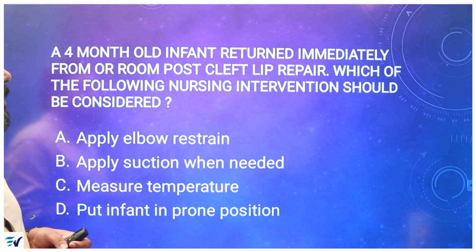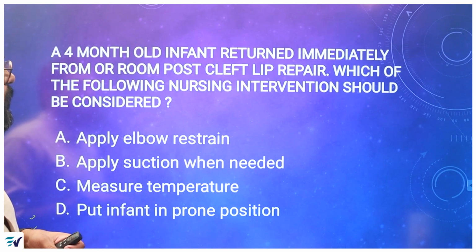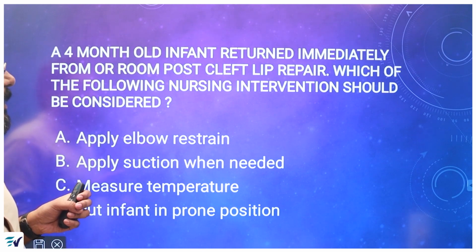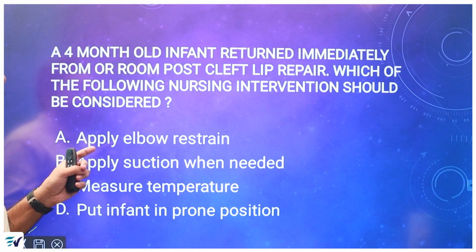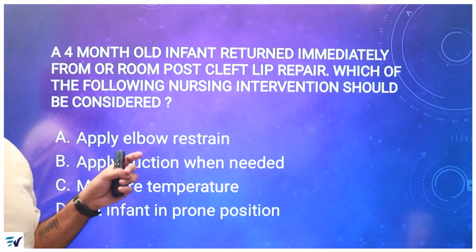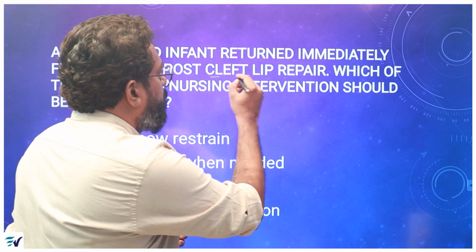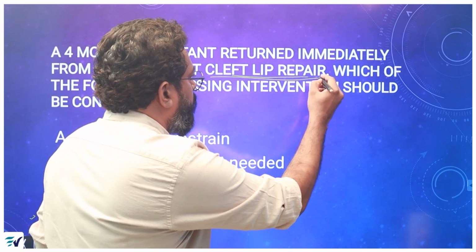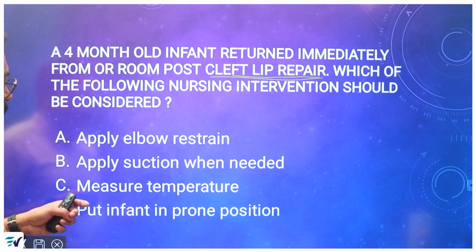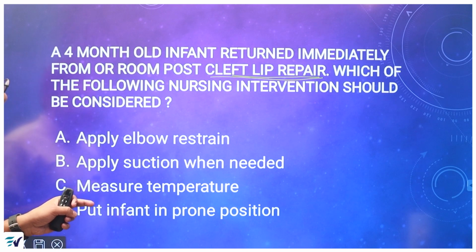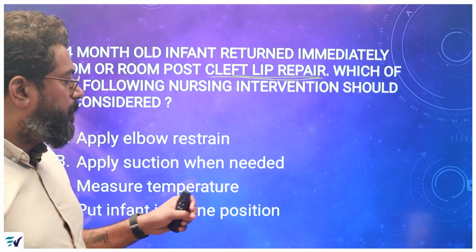A 4-month-old infant returned immediately from the operating room post cleft lip repair. Which of the following nursing interventions should be considered? So here the child has returned after cleft lip repair. What is the priority post-op care? That is the question. A, apply elbow restraint. B, apply suction when needed. C, measure temperature. D, put infant in prone position.